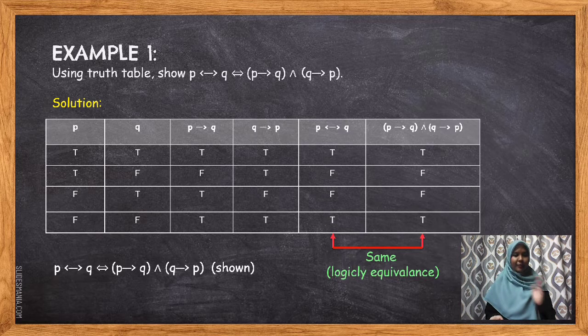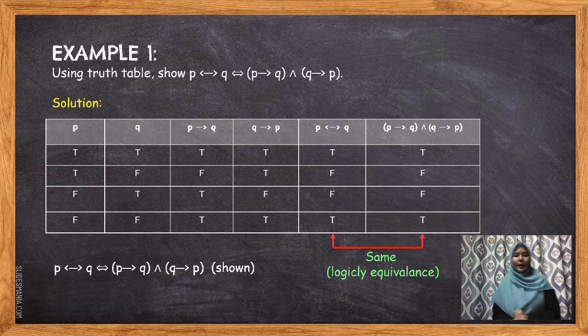For P implies Q, we know that the proposition is only false when P is true and Q is false. So we get true, false, true, true. The same goes for Q implies P. The proposition will only be false when Q is true and P is false, and otherwise it will be true. So we get true, true, false, true.